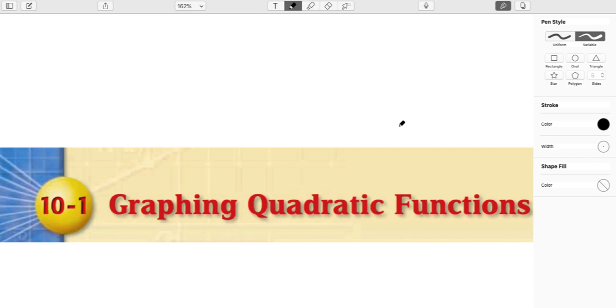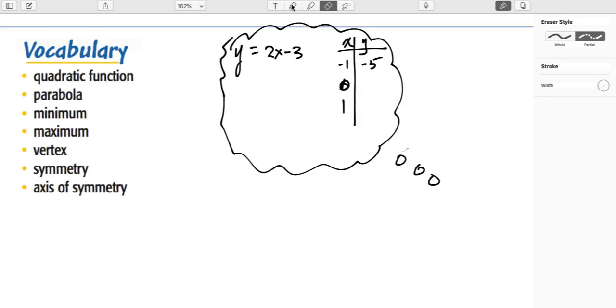Hi, Algebra 1 friends. We are in Chapter 10. We're looking at Section 10.1, and we're going to be graphing quadratic functions. So, our vocabulary reminded me of something, and so I started my little thought bubble over here.